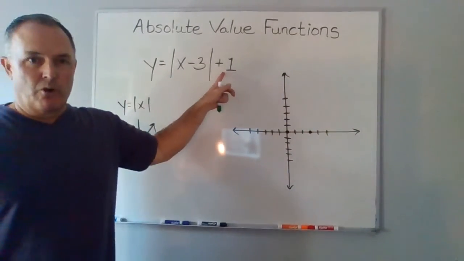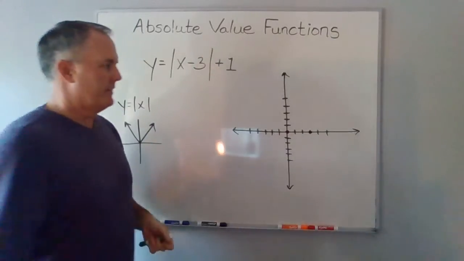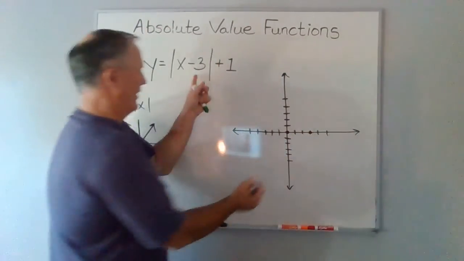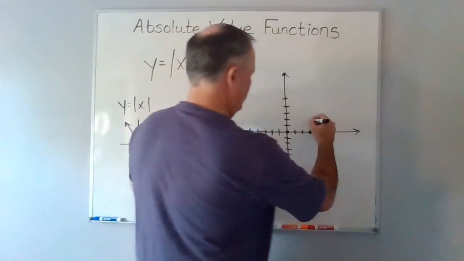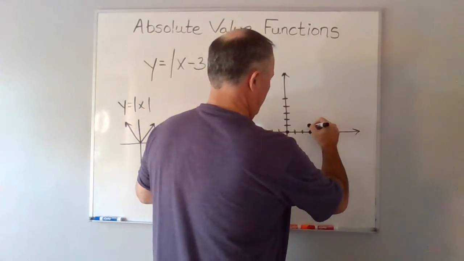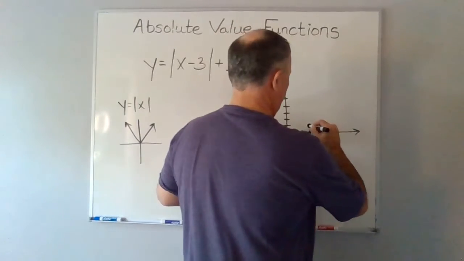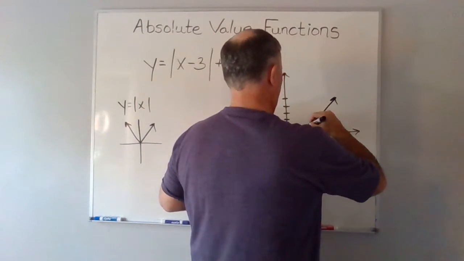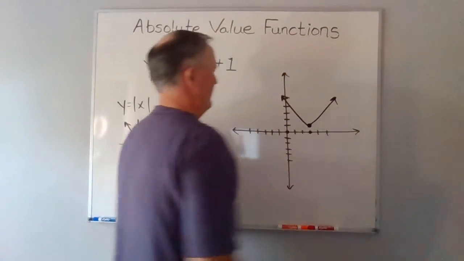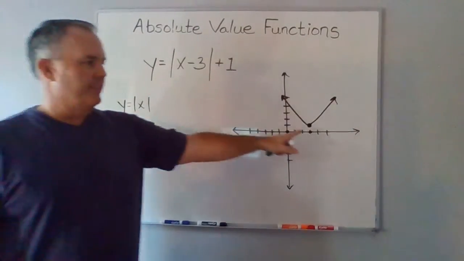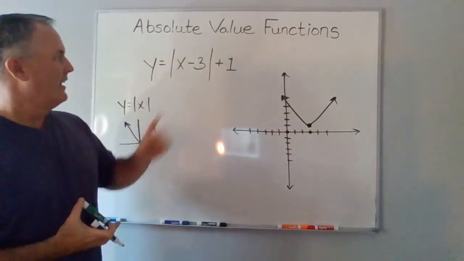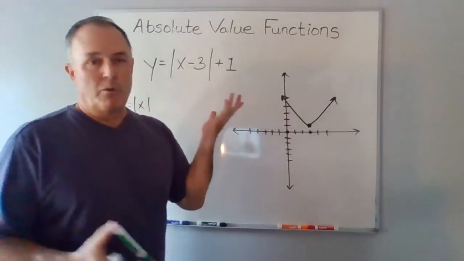And then this is true to form. It's plus 1, so we're going to go up 1. So 1, 2, 3 to the right, up 1. Now that is the new bottom of our V. So that equation would look like that if you graphed it. We went over to the right 3 and went up 1.